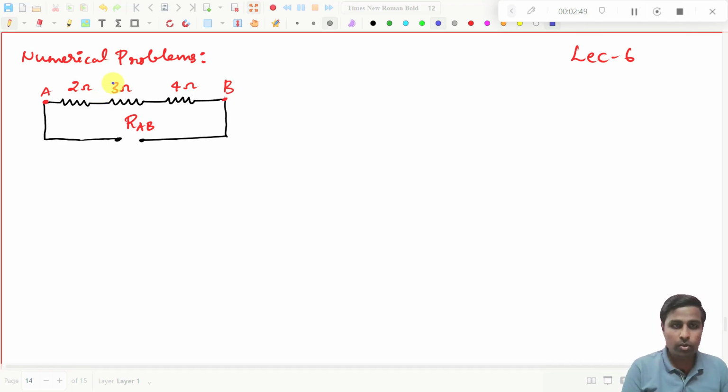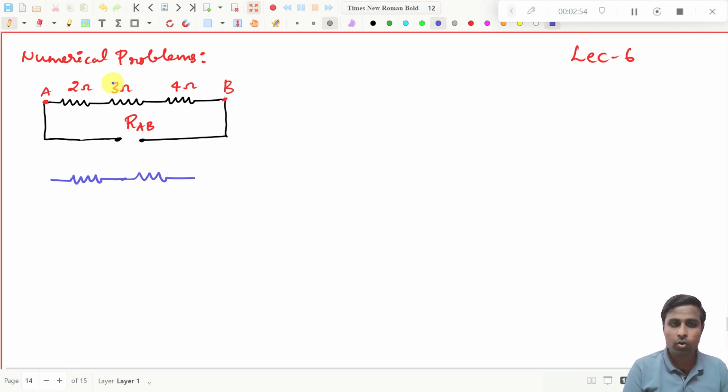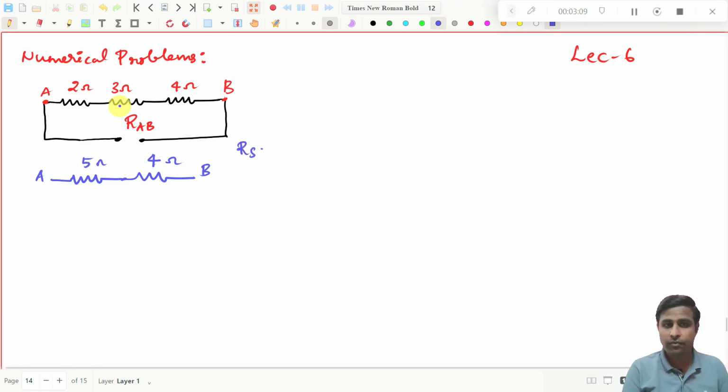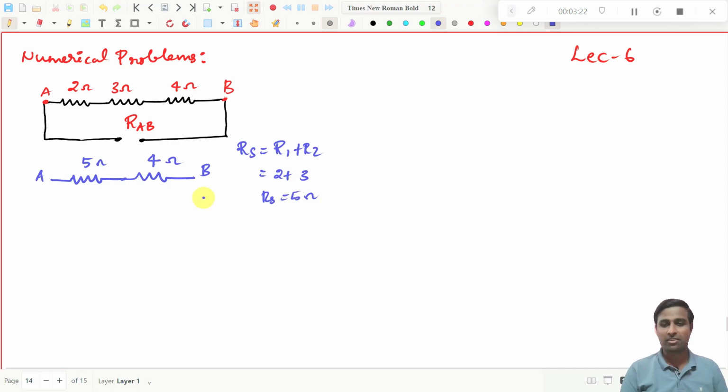So we will have this one resistor, and you have to keep this 4 ohms resistor as it is. You should not touch this 4 ohms resistor, and this is point A and this is point B, and you should not change these two also. So if you add these two, what will you get? 5 ohms, which means RS is equal to R1 plus R2, that is 2 plus 3, RS will be 5 ohms. I have written this for our understanding. It is not at all necessary. If these two are connected in series, then directly you put 5.